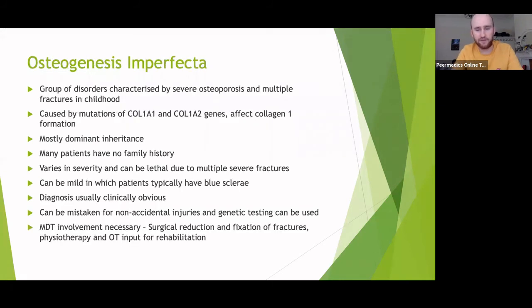So these are the more rare diseases. You'll see them on things like PastMedicine and you'll be like, what's that? Why am I getting 20 questions on osteogenesis imperfecta? So I thought I'd just cover it and a couple of others as well. So, osteogenesis imperfecta.